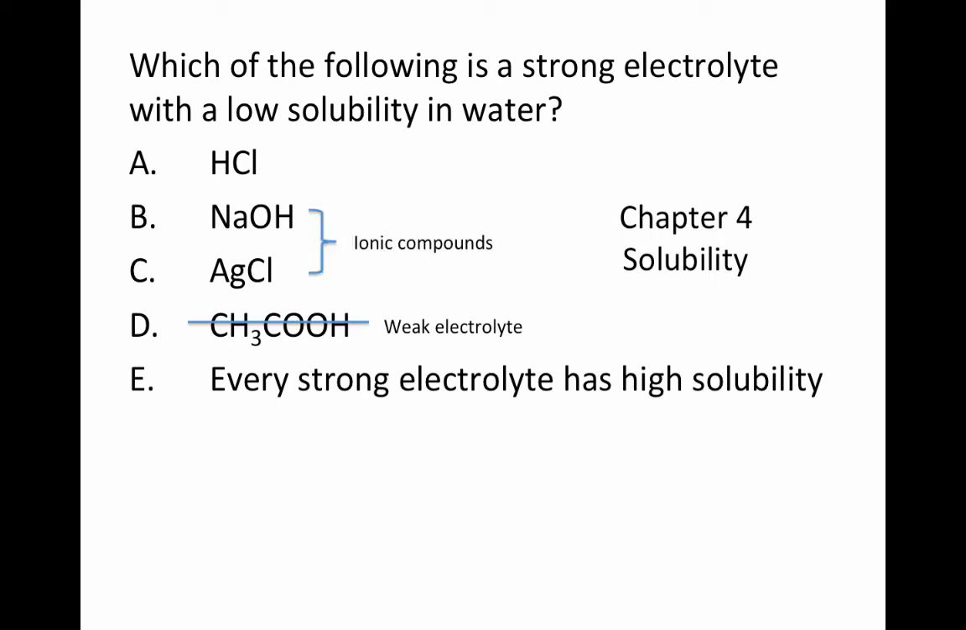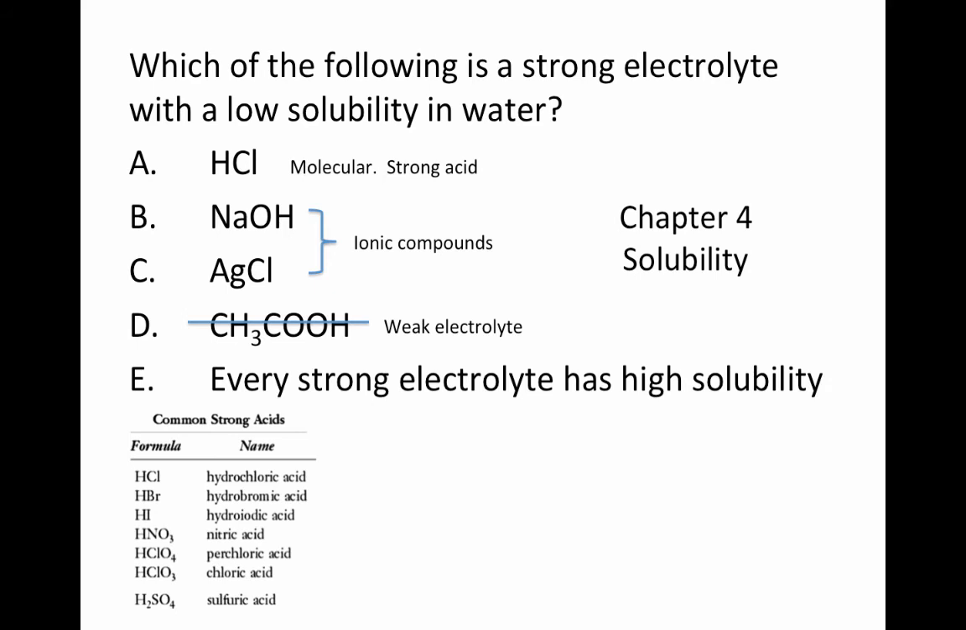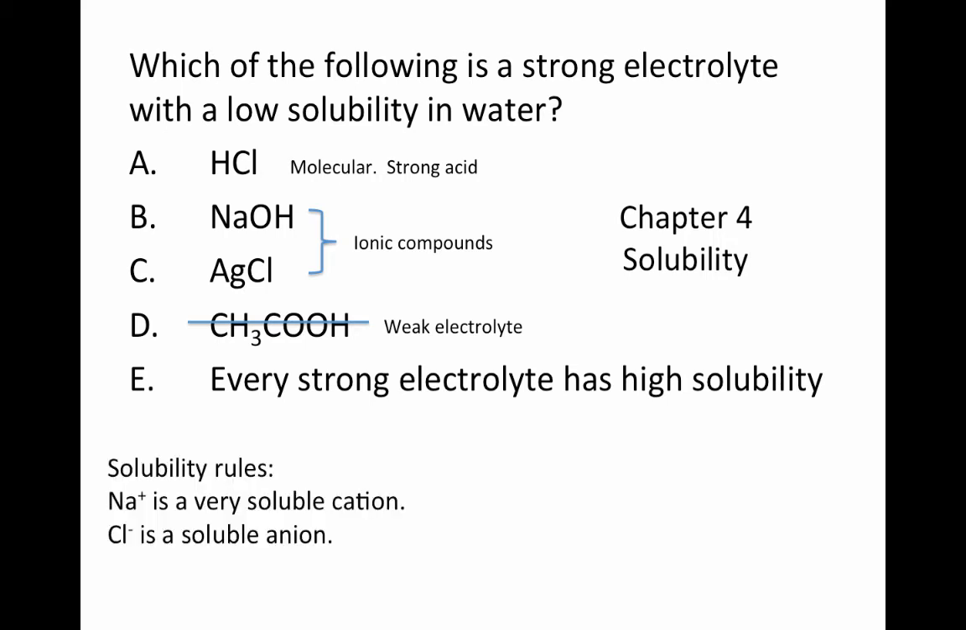We have examples of ionic compounds and a molecular compound, HCl, that is a strong acid. How do we know it's a strong acid? There are 7 strong acids we want to memorize. What does it mean then to have a strong electrolyte with a low solubility in water? Let's now consider the solubility rules.